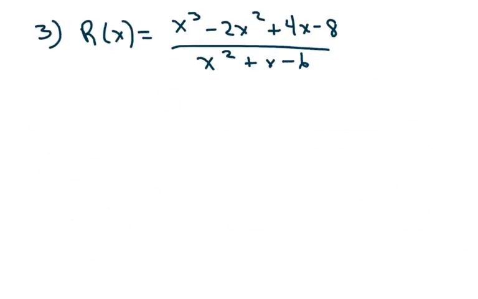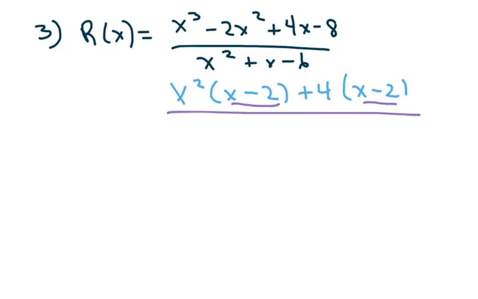Okay, the next one is going to be factored by grouping. Going to factor out x squared and get x minus 2, factor out a 4, and get x minus 2 again. You want these two to always be the same. And the denominator is going to be x plus 3, x minus 2.